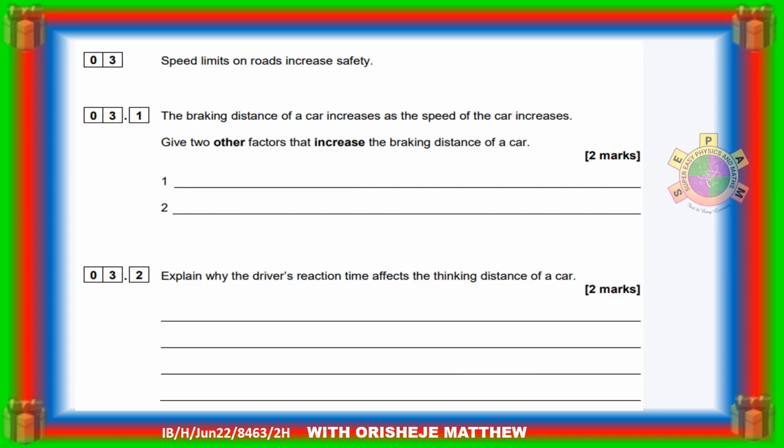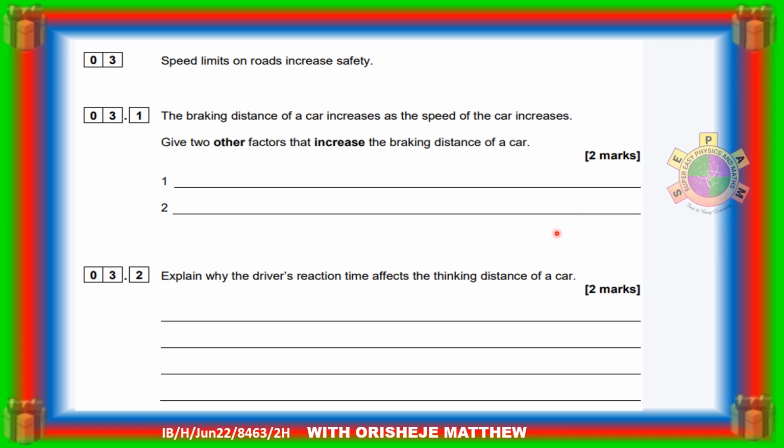Speed limits on roads increase safety. The braking distance of a car increases as the speed of the car increases. Give two other factors that increase the braking distance of a car.